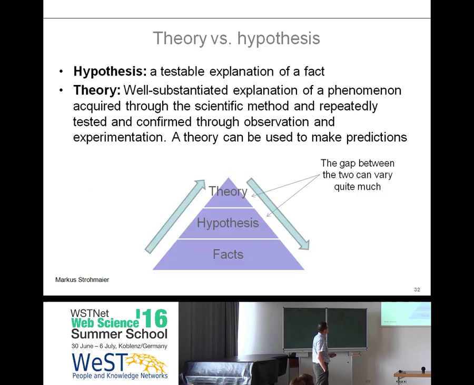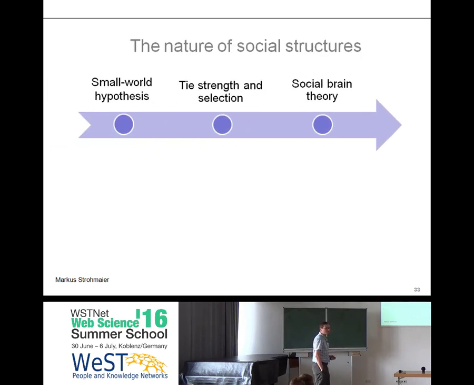Let me skip that and jump right to the theories that I want to talk about. There are three theories. I just learned that implicitly you've already heard about the first theory during this week, from a speaker who talked about a game that is based on the small world hypothesis, on the ability of people to find short paths to other people in a given network. In the first part, I want to give you an idea of the history of this theory.